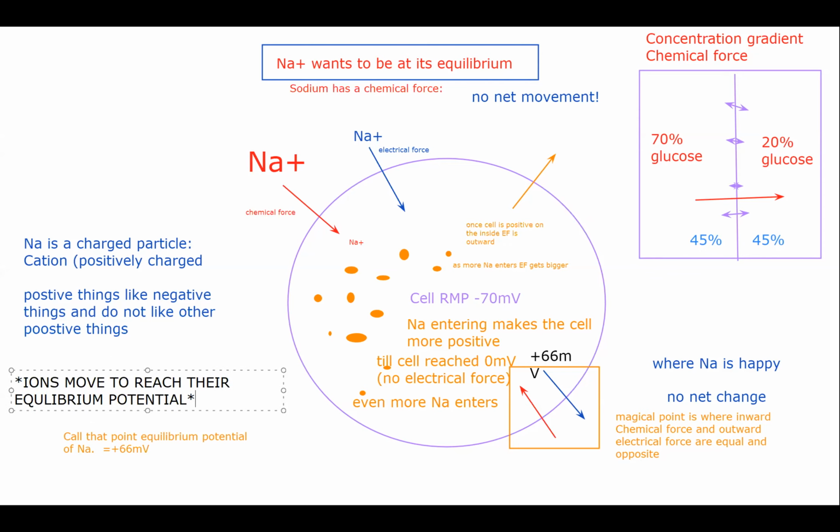And so if I open a channel, that's what's going to happen. If I were to open a sodium channel on this cell, sodium is going to move into the cell to try to get the cell to positive 66 millivolts so that it can be happy. And it will keep coming in until it reaches that point or until you close that door and don't let it come in anymore. So really the whole point of all of this is to get to this take-home message. If we know the equilibrium potential of an ion, we know how it's going to move. And now we know sodium's equilibrium potential is positive 66 millivolts.